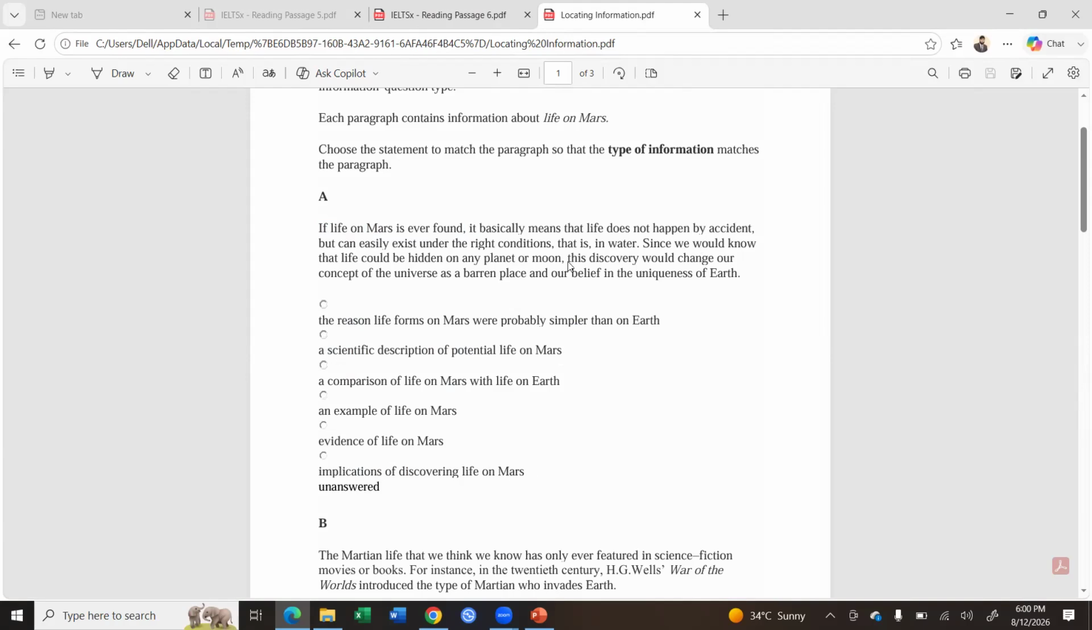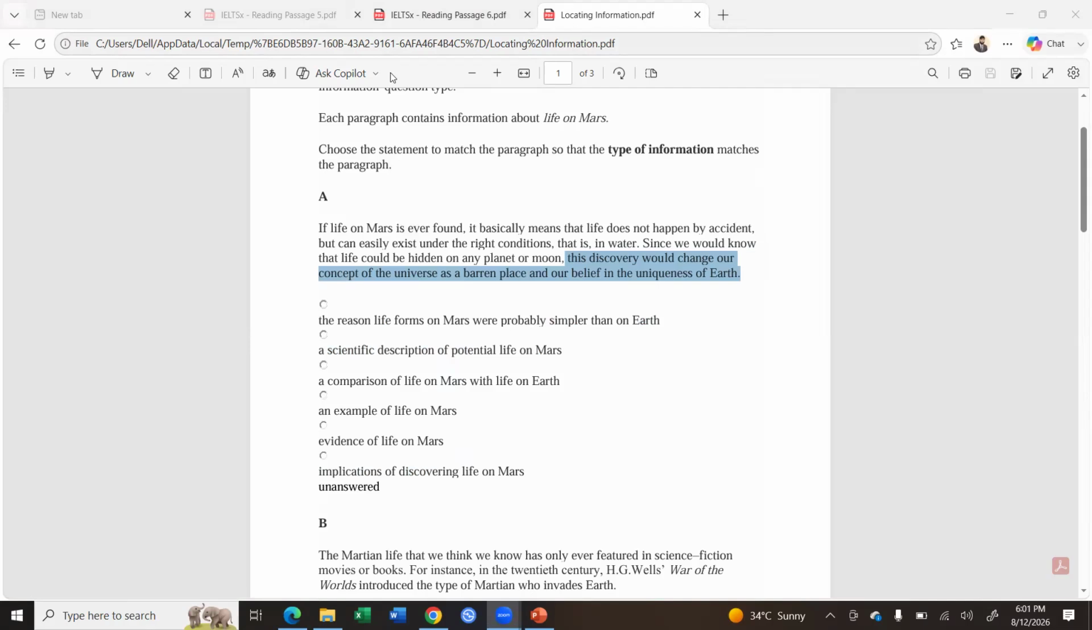Why is it correct? Because if you look here, read this line. Could you please read it aloud? This discovery would change our concept of the universe as a barren place and our belief in the uniqueness of Earth. Yes. So it means that if life was ever discovered on Mars, our belief would be changed. Are you getting it?